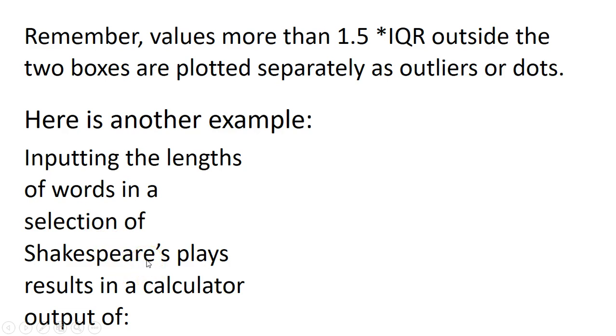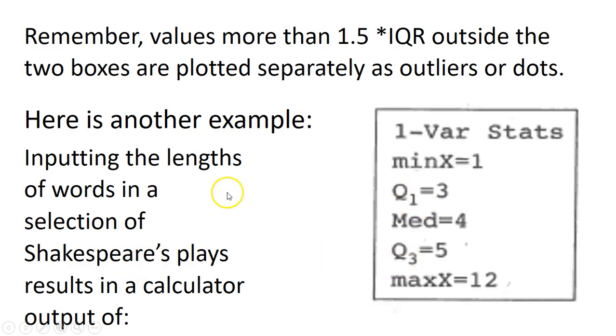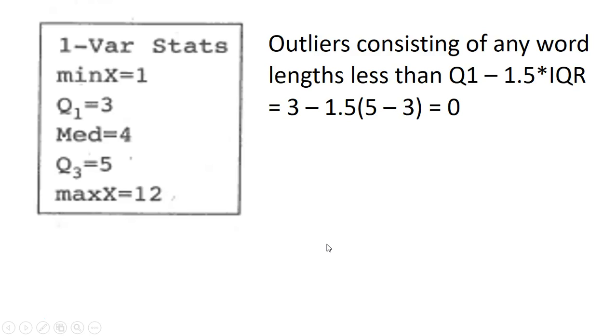So for example, inputting the lengths of words in a selection of Shakespeare's plays results in a calculator output of this. I'm giving this to you, doing this work for you. So all the words, inputting the lengths, I now have the low, the high, the quartile range, quartile 1, quartile 3, and the median. So we have that.